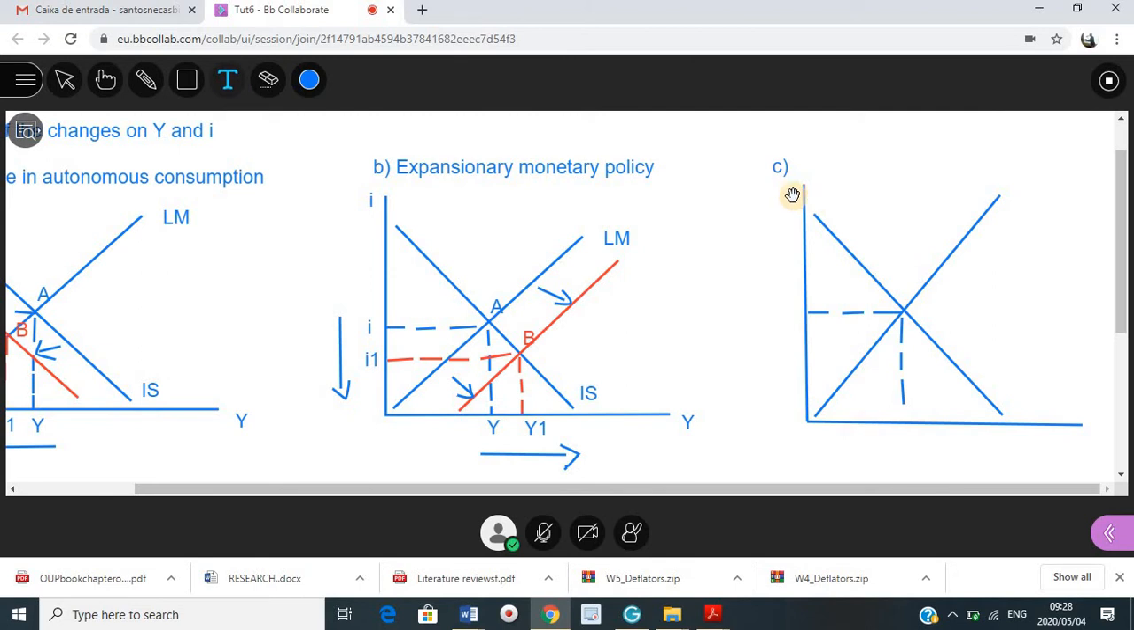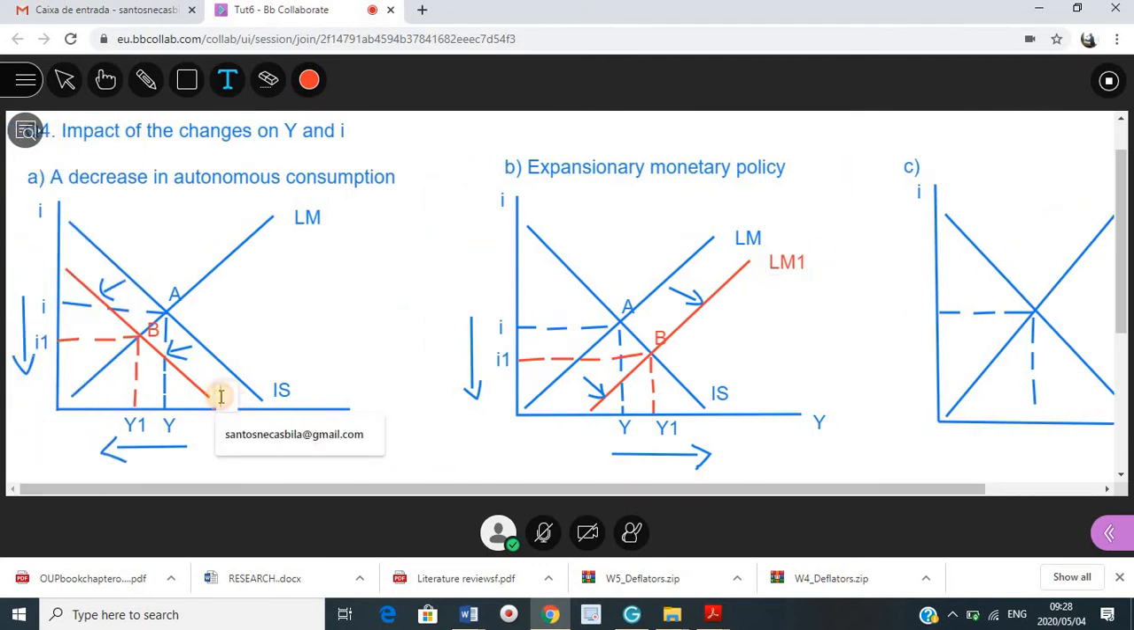Good. I will call this I. I will call this Y. I will call this LM. I will call this IS. Just to add a bit something that I missed, I will call this LM1. Sorry. I will come here and call this IS1.